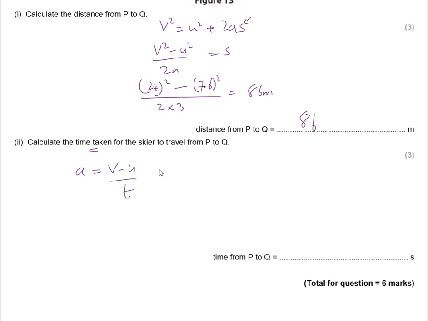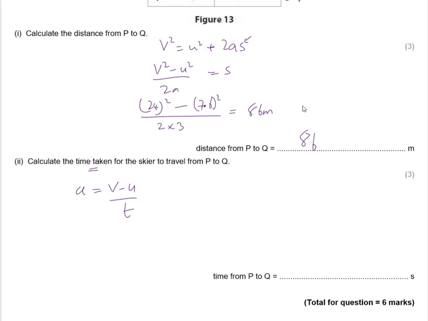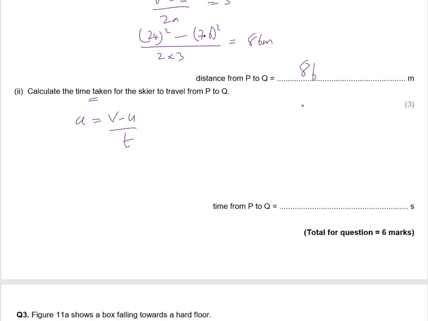I'm going to use this equation here because what we have is A, U, V, and we're looking for T. So acceleration is a change of velocity over time. Now, looking for time, I'm going to swap these together. So time would be final velocity take away initial velocity over acceleration is equal to this.